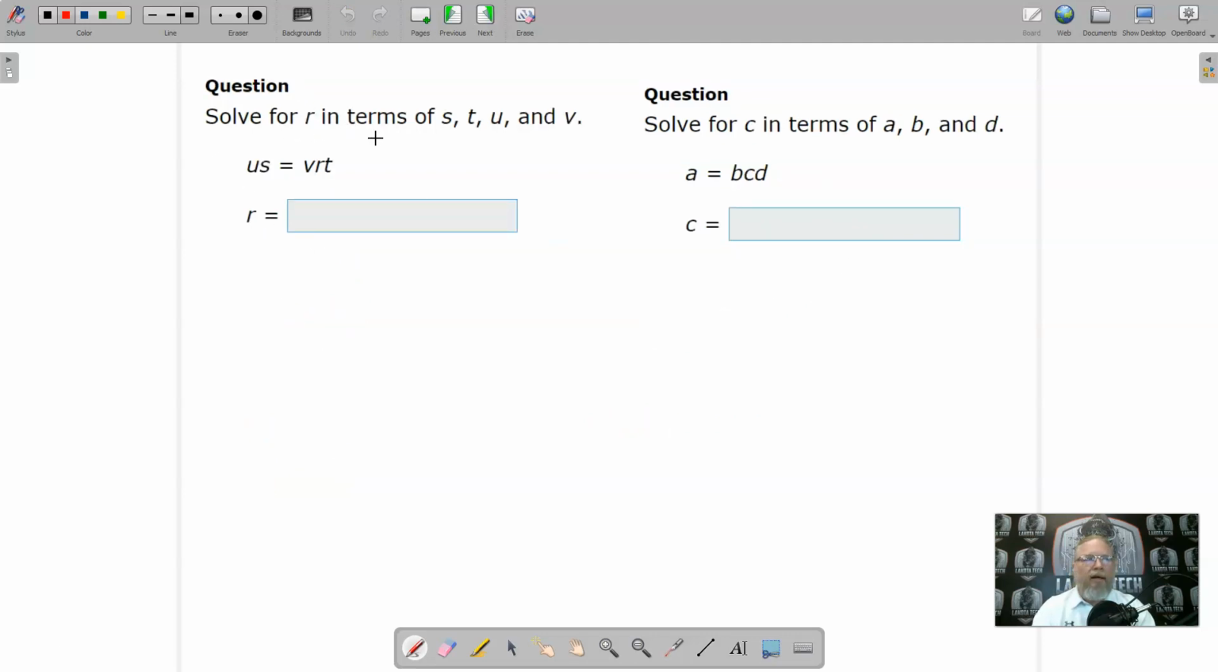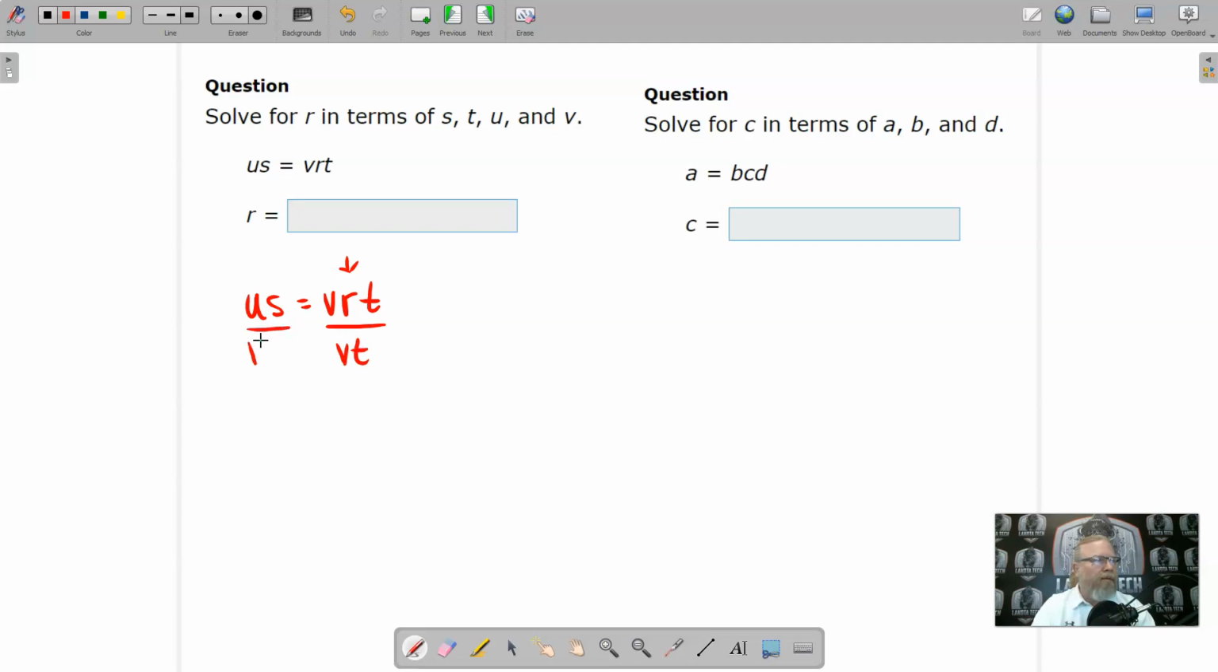Solve for r in terms of s, t, u, and v. Here we have us equals v, r, t. So let's do a rewrite. us equals v, r, t. We need to solve for the r. It's being multiplied times v and t, so let's divide by v and t to undo that multiplication.